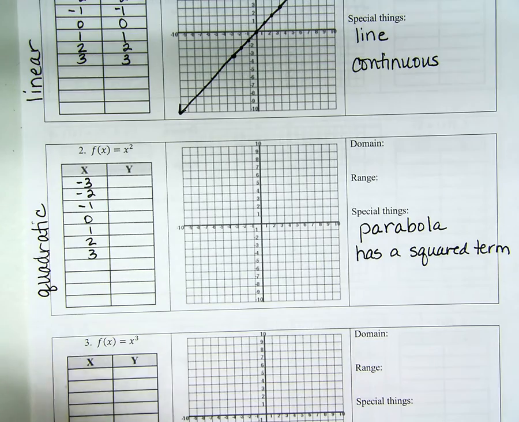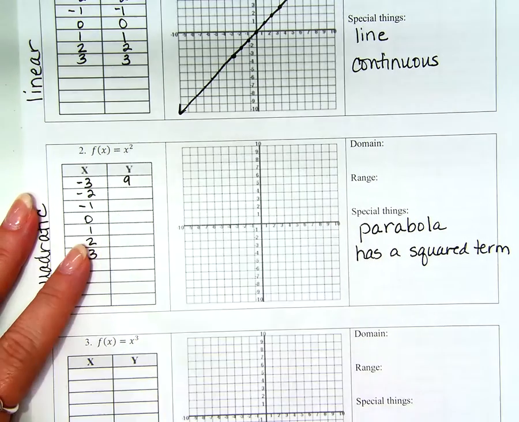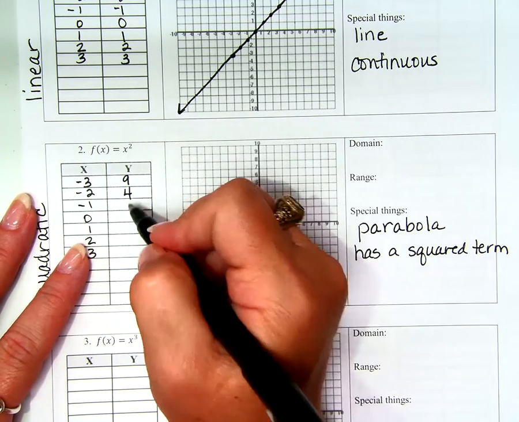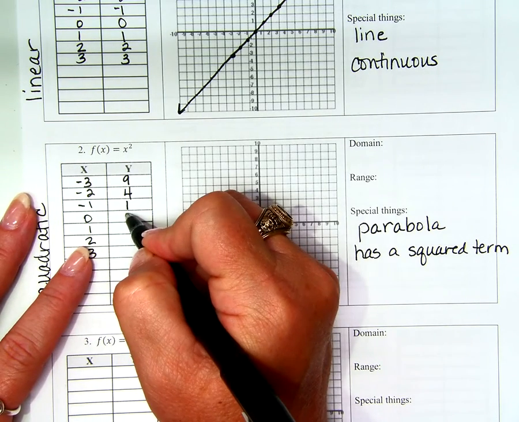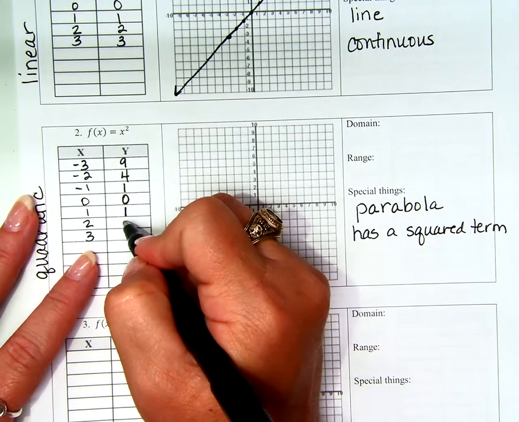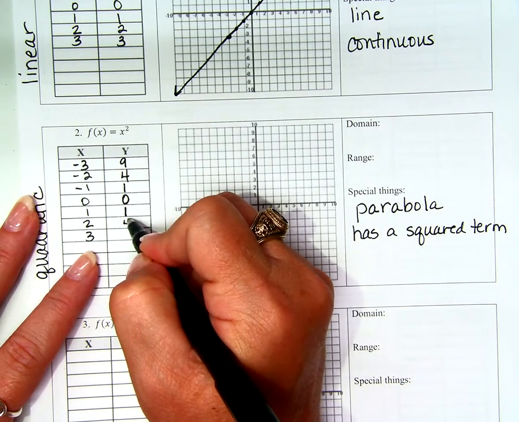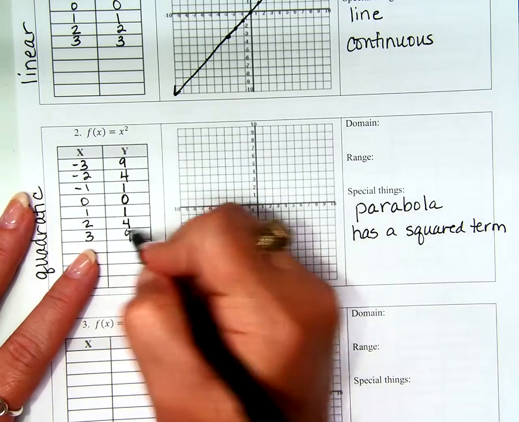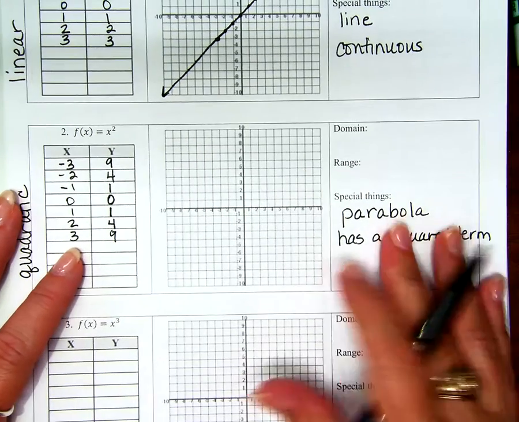Okay? You know and I know that -3 times -3 is 9. What about -2 squared? 4. -1 squared? 1. 0 squared? 0. 1 squared? 1. 2 squared? Try again. 4. And 3 squared? 9. Can we plot those points now? Please do so on your own paper.